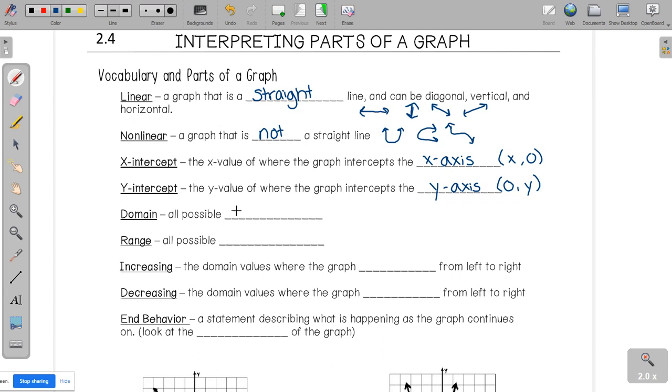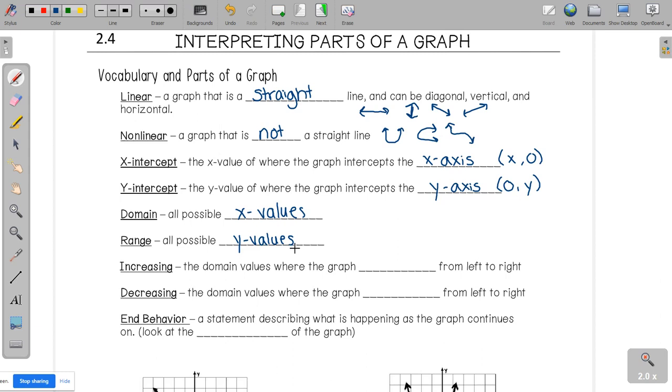Domain should be reviewed as all possible x values, and range are all possible y values. We have been defining these two terms almost every lesson. This is very important for you to know.